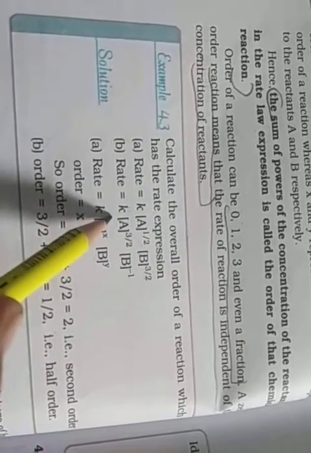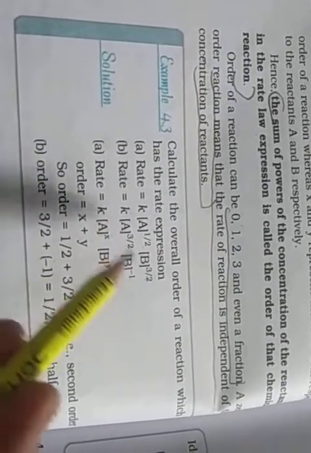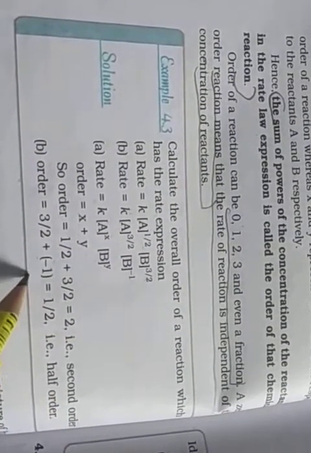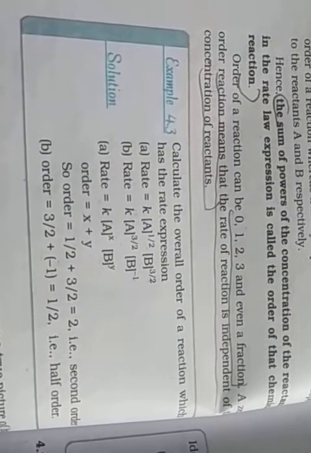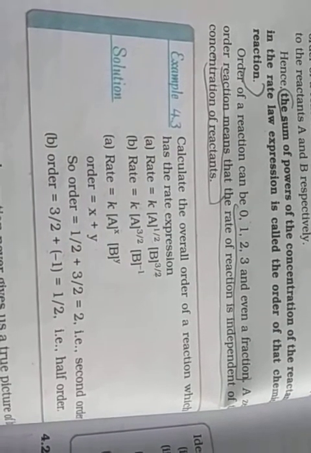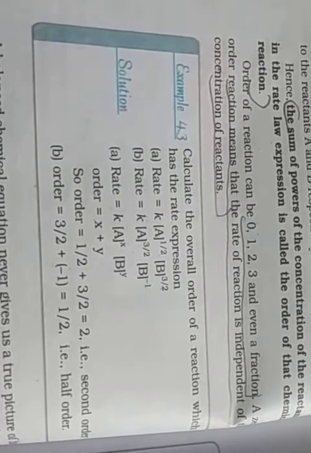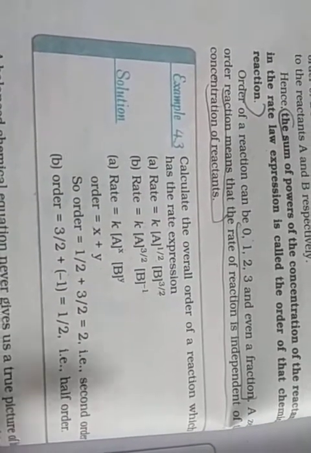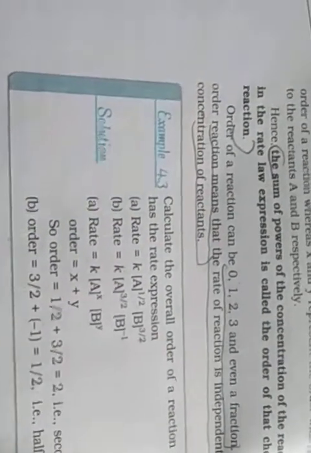Second, rate is equal to k A power 3 by 2 and B power minus 1. So order is equal to 3 by 2 minus 1, which is half, so it is a half order reaction. If the order is a fraction, we have to say half order reaction, and for 0, zero order reaction. If the order is found to be 1, it is first order, 2 is second order, and 3 is third order reaction.